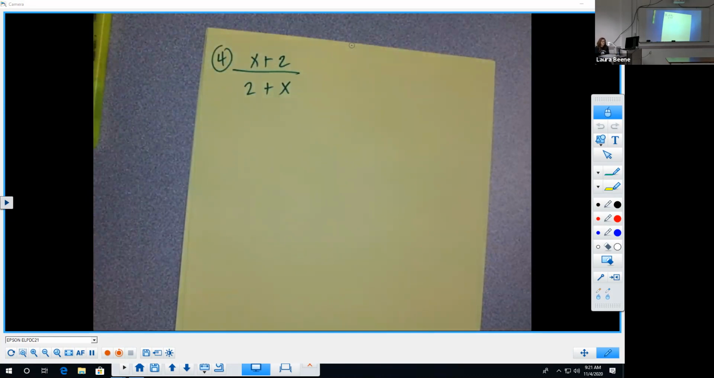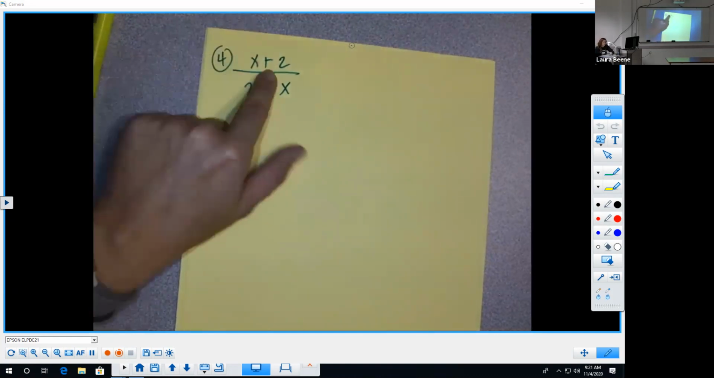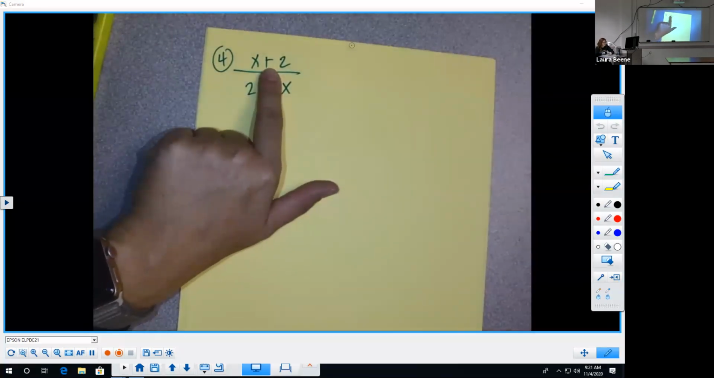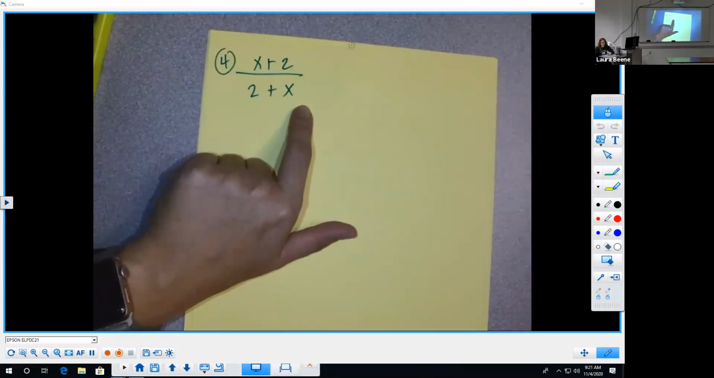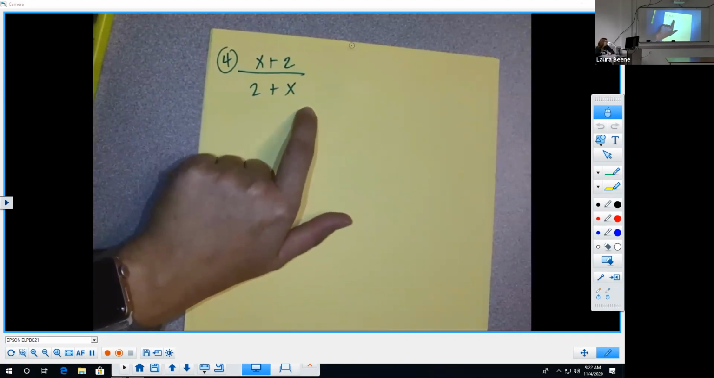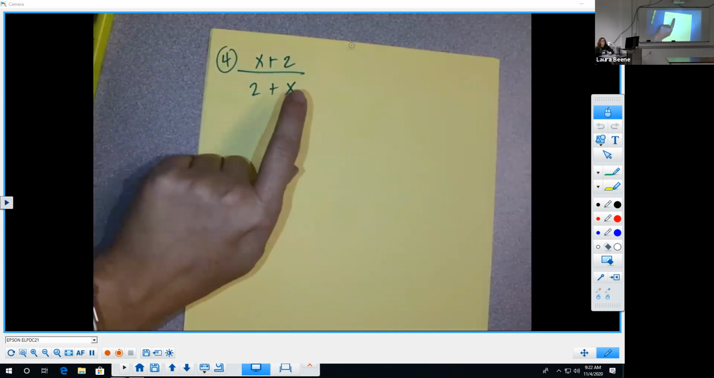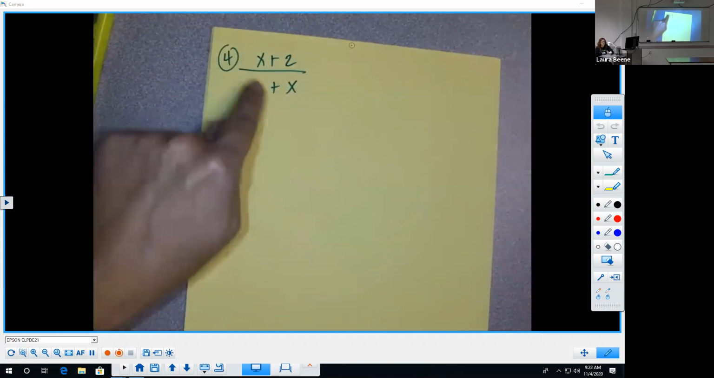It's kind of a tricky one. So think about it. If I take a number and add 2 to it, is that the exact same thing as taking 2 and adding that same number to it? Is 2 plus 6 the same as 6 plus 2? Yeah. Is negative 5 plus 2 the same as 2 plus negative 5? Addition is commutative. That's the word there. You can move it around.